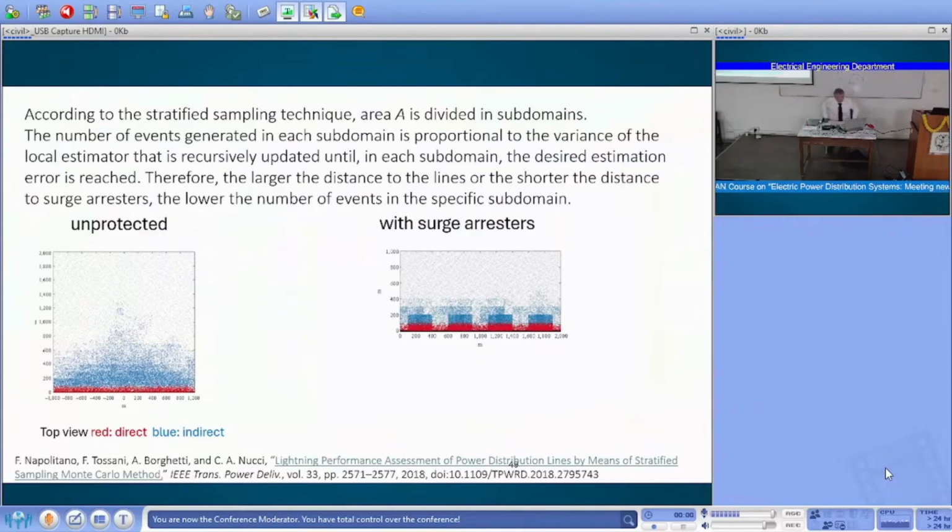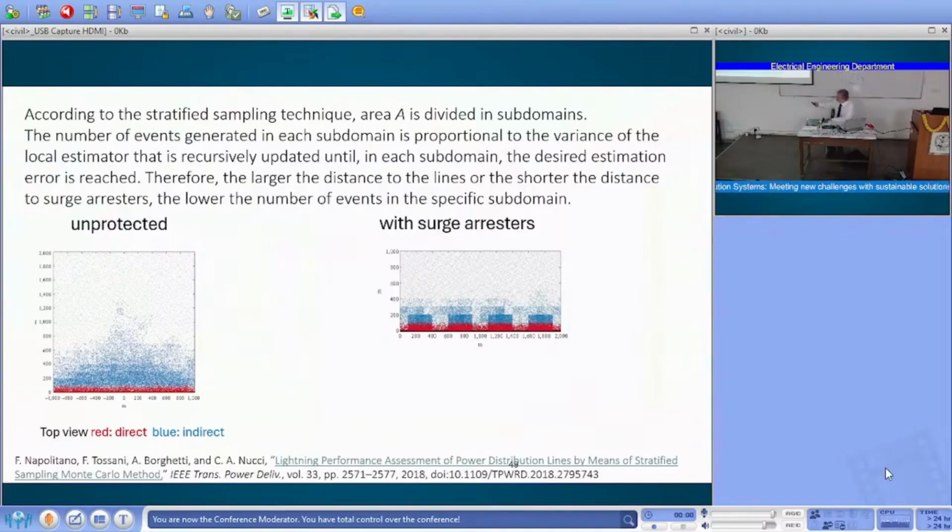For example, this is a calculation for a single line. So you can imagine that this, for example, is a line. This is a top view. This is the position of the line. And we create many events around the line. Obviously, there is one side and the other side. But since it is symmetrical, we can consider just one side for the calculation.